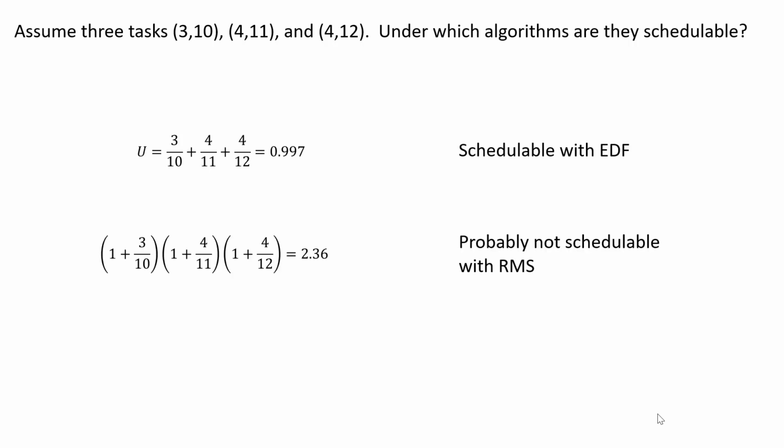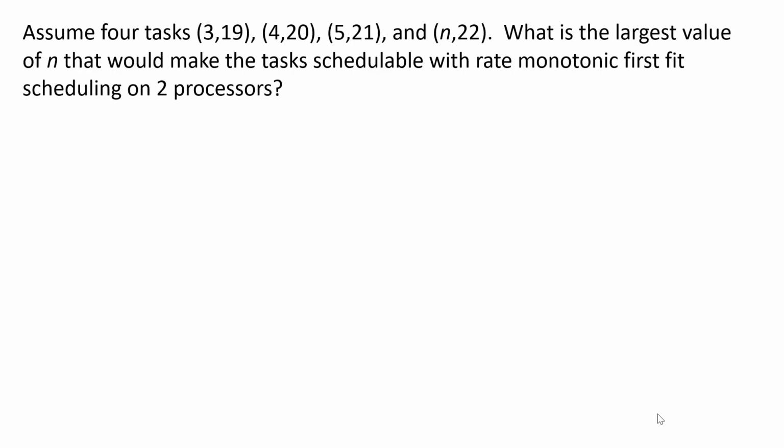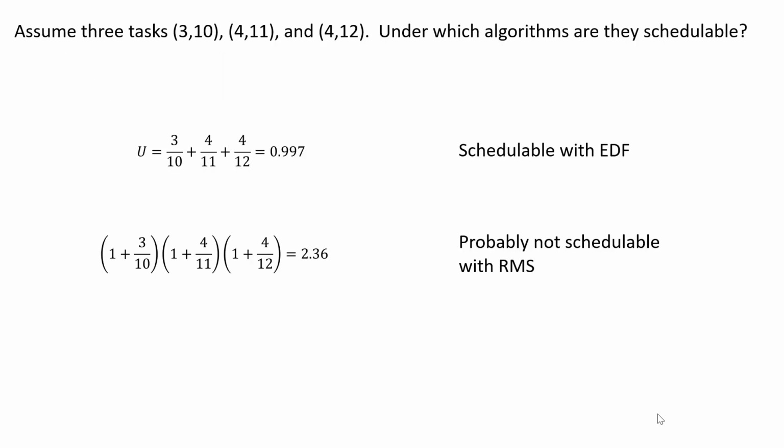So now with RMS, we calculate the RMS bound. It's 2.36. You know, probably not schedulable with RMS. And I guess, yeah, it's only 2 options there.